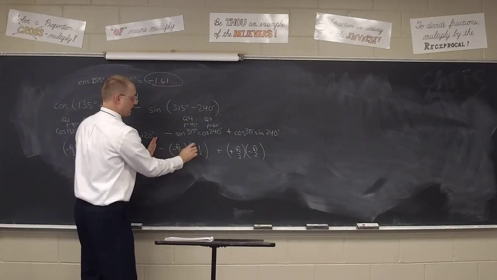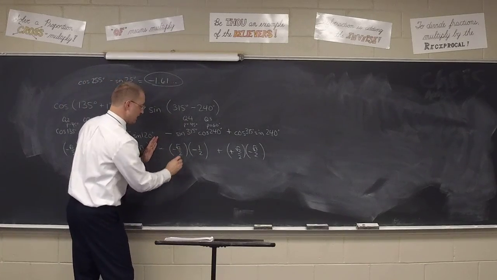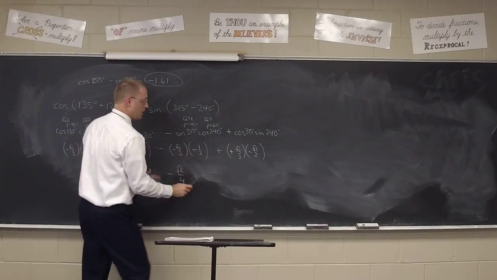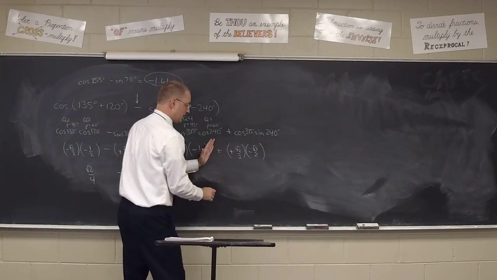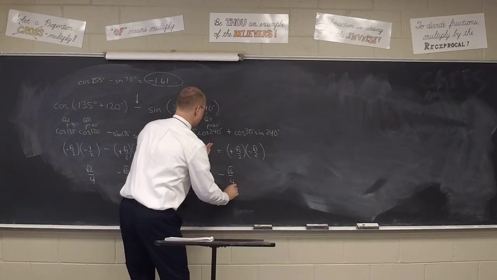Over here, I've got negative, negative, negative. That's 3 negatives, so it stays negative: square root of 2 over 4. And here I've got positive, positive, negative. It's only 1 negative, so negative square root of 6 over 4.